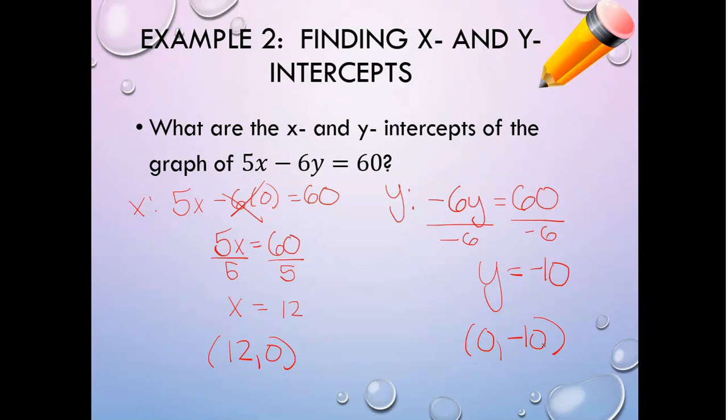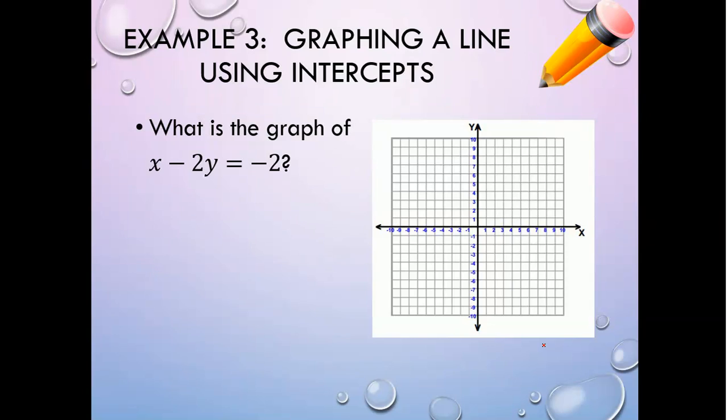Not too bad, right? Now, what about graphing these? You can graph using intercepts as well. So let's find the two intercepts. To find my x-intercept, basically I get to take whatever's with the x and set it equal to the other side. So x equals negative 2. So my ordered pair would be negative 2, 0.